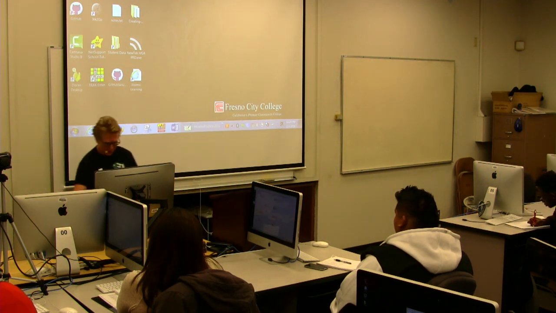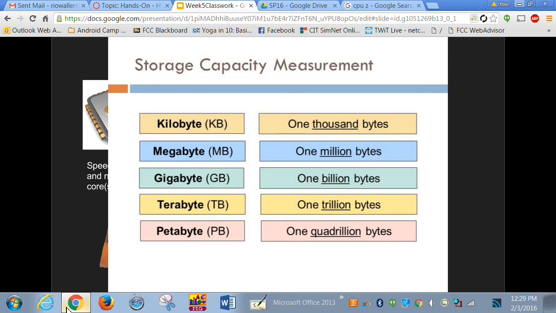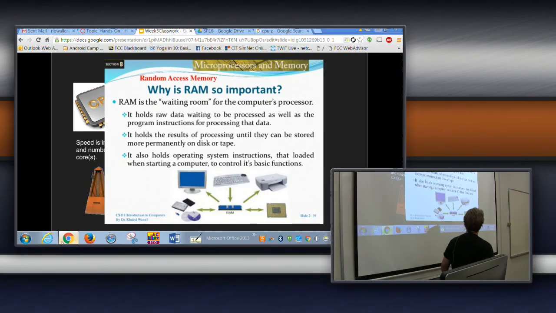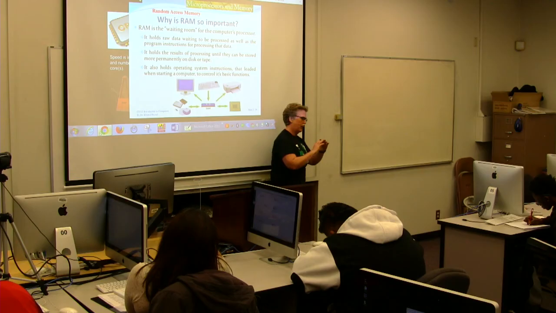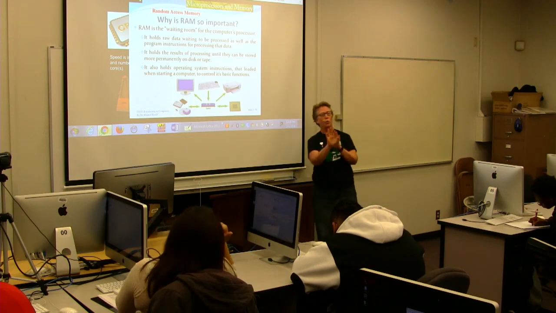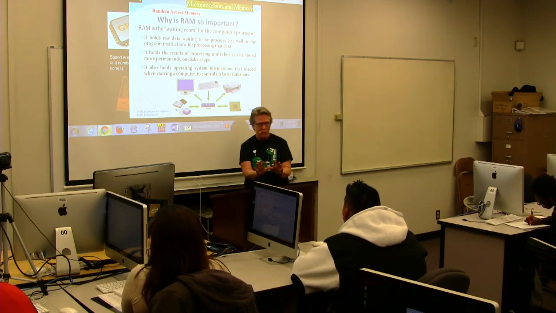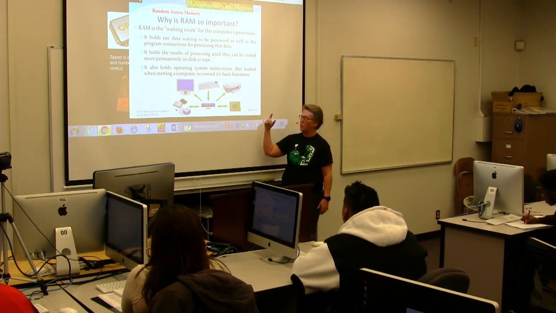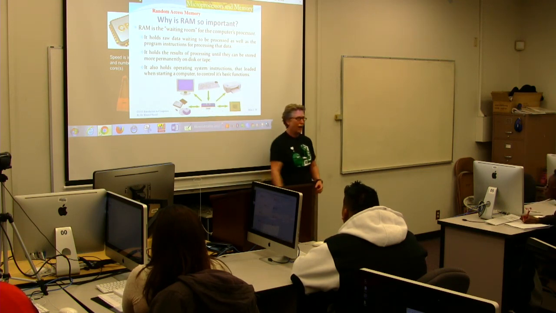Okay, back to here. So we talked about capacity measurements in terms of RAM, but let's talk a little more about RAM, and then we'll talk about the hard drive. So why is RAM important? The way we talk about RAM, it's the waiting room, because the processor can't really hold very much. It can only hold what you're currently doing. So everything that's available for you to do has to be sitting in RAM for the processor to get it.